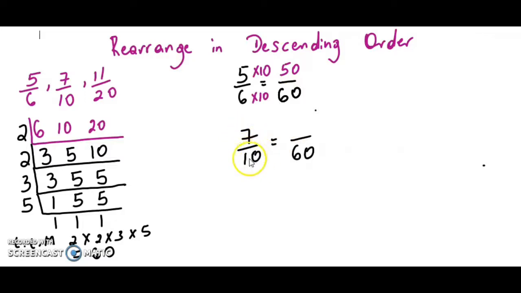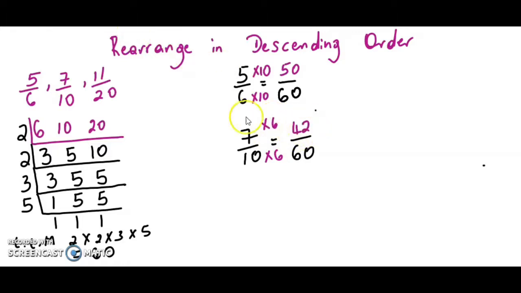My next fraction is 7 over 10. What did we multiply 10 by in order to get 60? We multiply by 6. 6 times 10, 60. So I'm going to multiply 7 times 6, which is equal to 42.